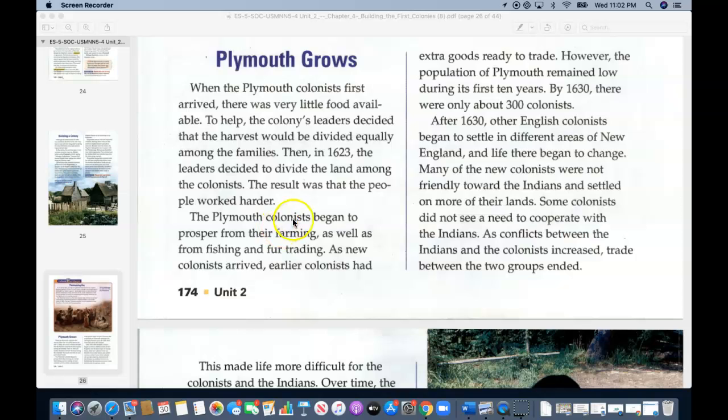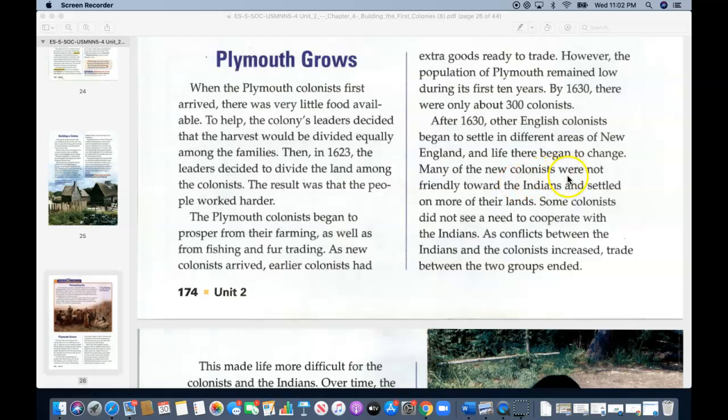The Plymouth colonists began to prosper, to grow rich from their farming, as well as from fishing and fur trading. As new colonists arrived, earlier colonists had extra goods ready to trade. However, the population of Plymouth remained low during its first 10 years. By 1630, there were only about 300 colonists. After 1630, other English colonists began to settle in different areas of New England, and life there began to change.